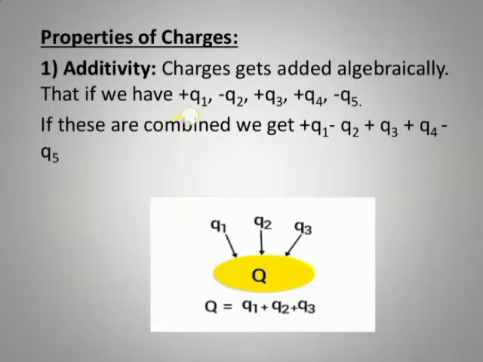So now what am I telling you? If I consider a metal plate, many atoms will be there and their charges would be different. The charges might be plus q1, another atom's charge would be minus q2, another would be plus q3, in that way. So how are these combined? If these are combined, we are going to add them algebraically. How are we going to add it? q1 minus q2 plus q3 plus q4 minus q5, in this way.